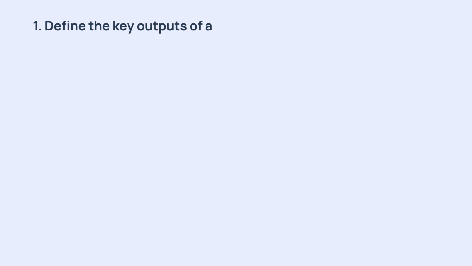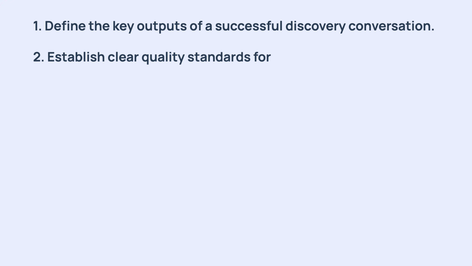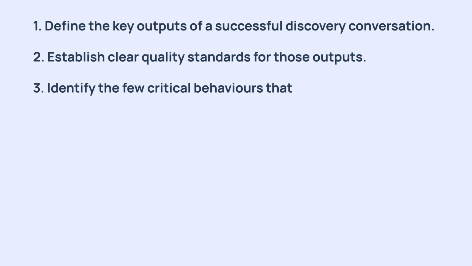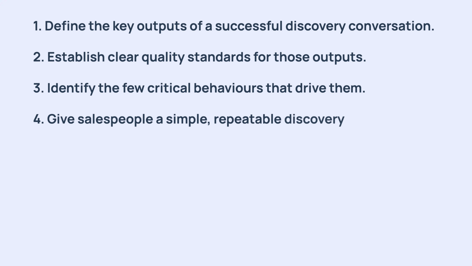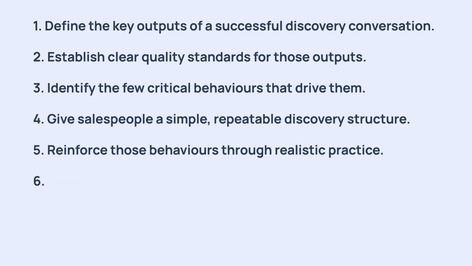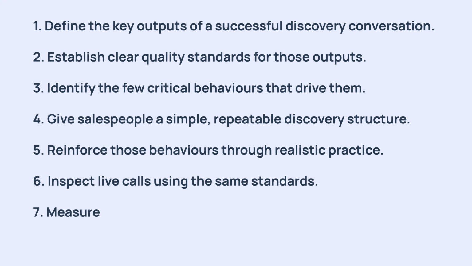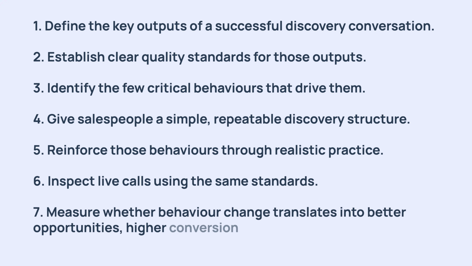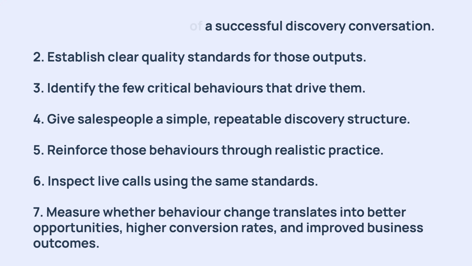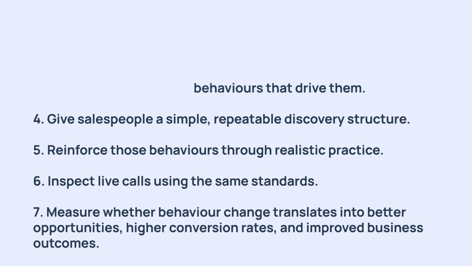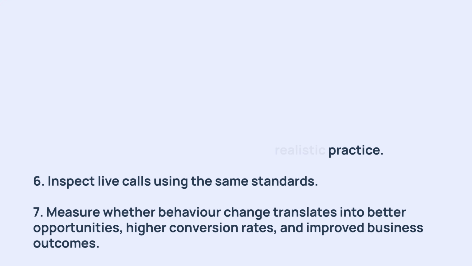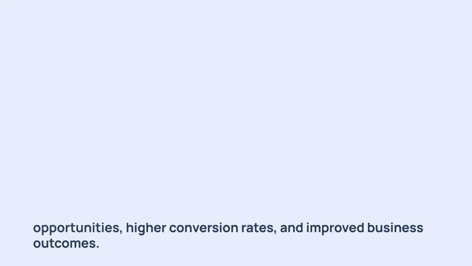So let me leave you with this main idea. Discovery training only works when it becomes a behavior system, and you design it as such, not just a learning event. You need to define the key outputs that will come off the back of great discovery. So what is the standard of assets and other tangible things that should be produced? Define the few behaviors that are important for those outputs to be created. Give reps a clear structure. Create realistic practice, inspect live calls with the same standard that have been defined, and measure whether the behavior is transferring into better opportunities, into better results, into conversion rates, and other important metrics that you might define.